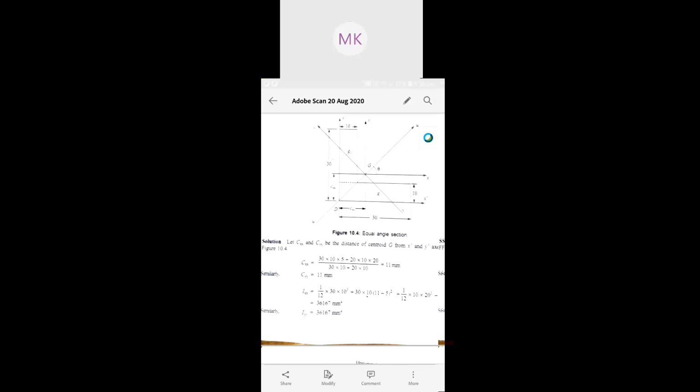See, for A2, what we are doing, we are taking A2 into X2. A2 is nothing but 20 into 10, and X2 is 10 plus 10. So it will be 20. Okay, everyone got it? Please let me know, yes or no.